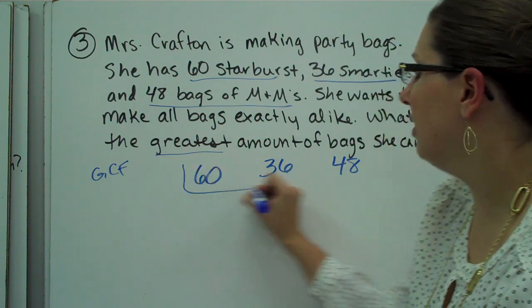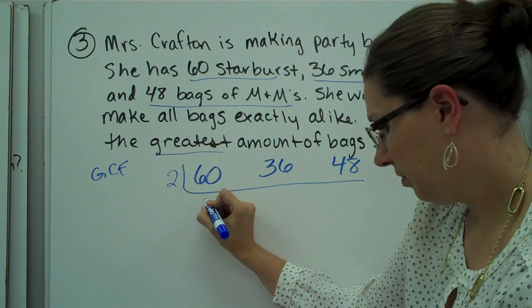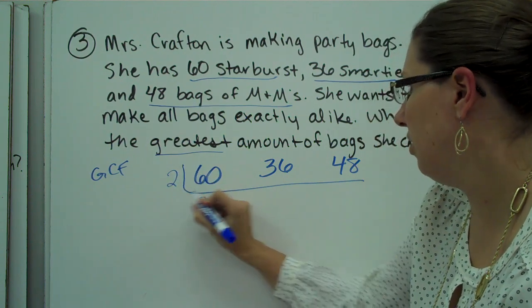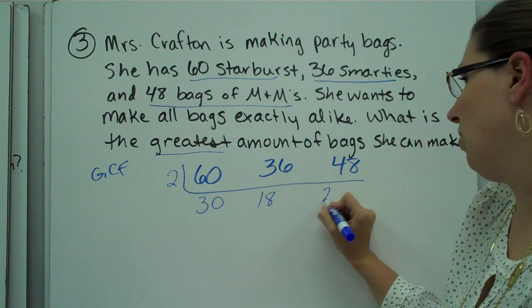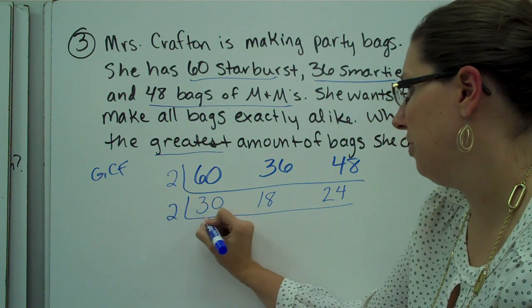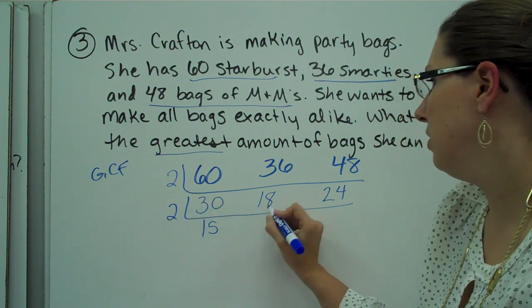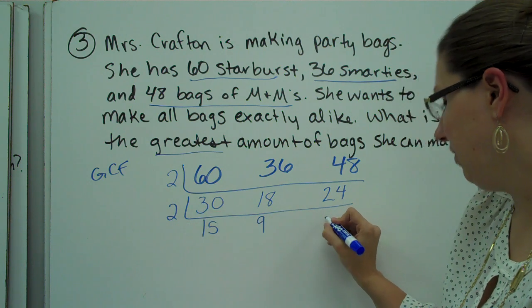Okay, I'm going to use the ladder diagram. 2 goes into 60, 30 times. 2 goes into 36, 18 times. 2 goes into 48, 24 times. I'm going to do 2 again. 2 goes into 30, 15 times. 2 goes into 18, 9 times. 2 goes into 24, 12 times.